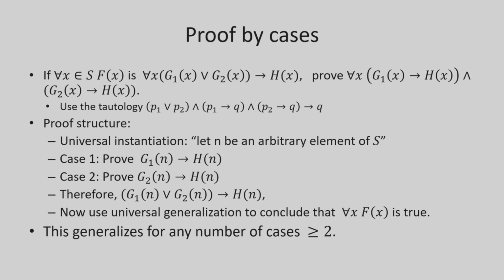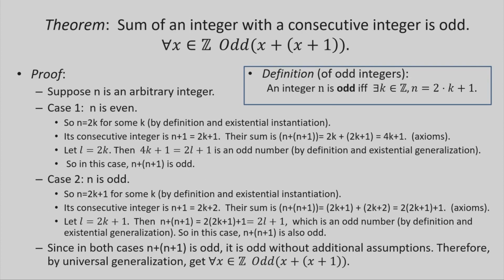So here will be our proof structure. We will, as usual, start with universal instantiation. Then we will prove our implication assuming the first part. Then we prove it assuming the second part. And then finally, we will use universal generalization. And there can be more than two things. It could be G1, G2, G3, whatever it is. Okay, now comes the example.